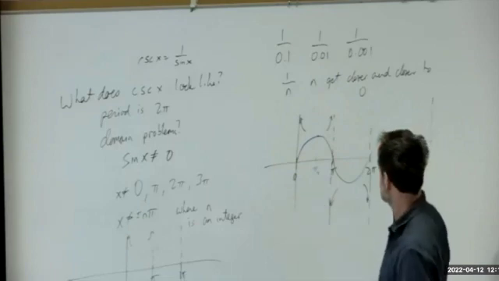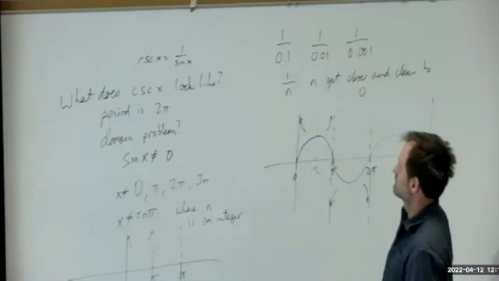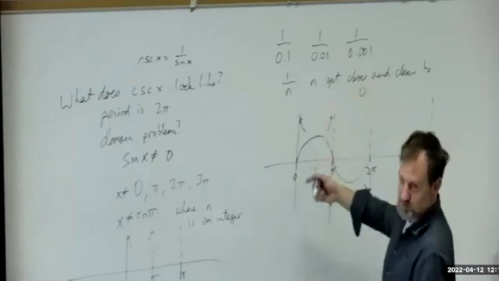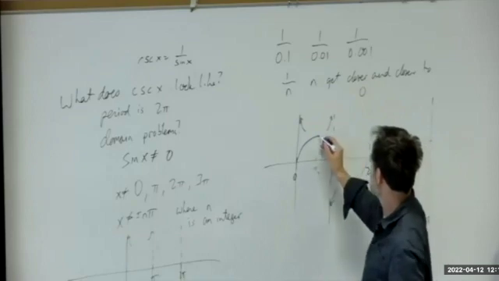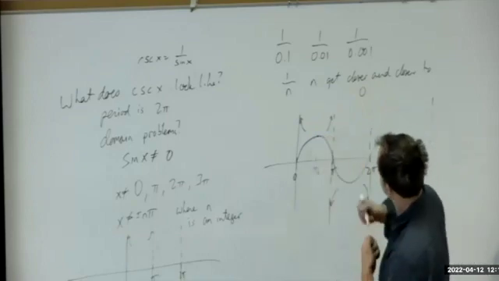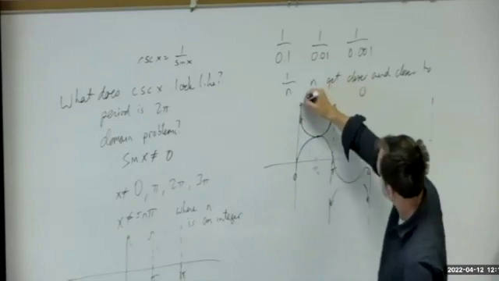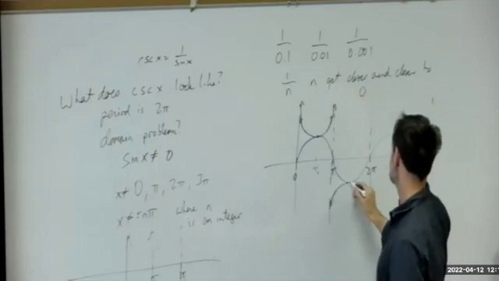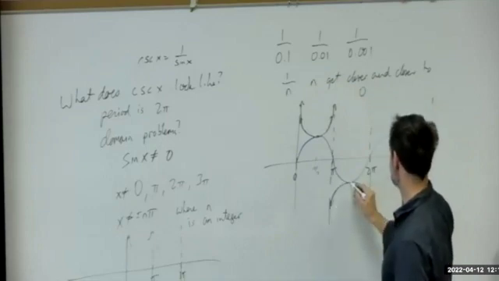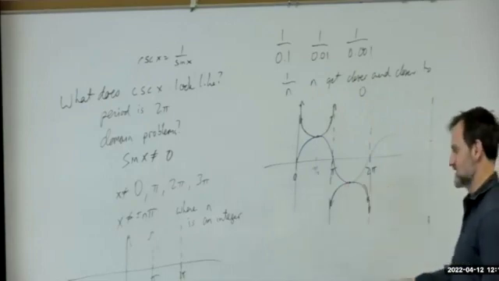Sine of pi halves is 1. 1 over 1 equals 1, so it's the same for cosecant. So there's this minimum that you drop down to, so you get these little U shapes. Same thing here, except it's the max. It gets up to -1 and then it goes all the way back down to negative infinity.